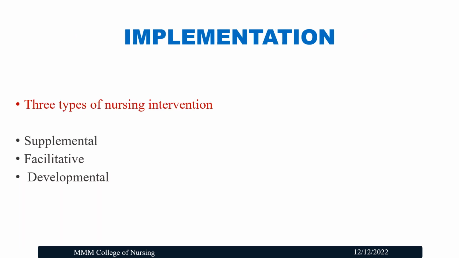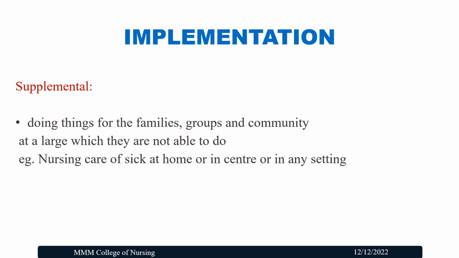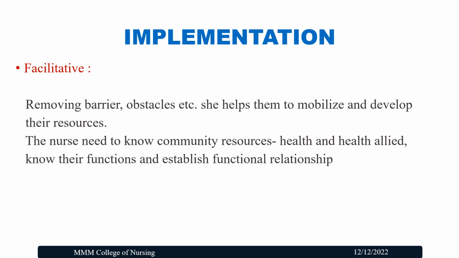After planning, we need to implement our plan. In implementation, we have three types of nursing intervention: supplemental intervention, facilitative intervention, and developmental intervention. What is supplemental intervention? Doing things for the families, groups, and the community at large which they are not able to do. Example, nursing care of the sick at home, in a center or in any setting. That is supplemental intervention. The next one is facilitative intervention.